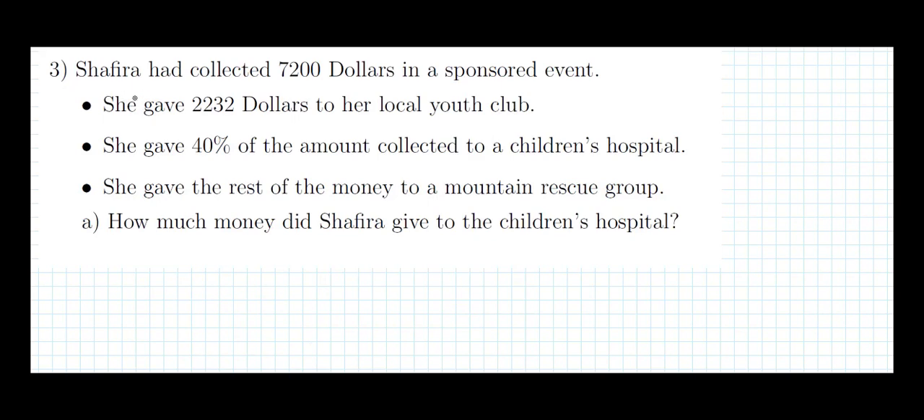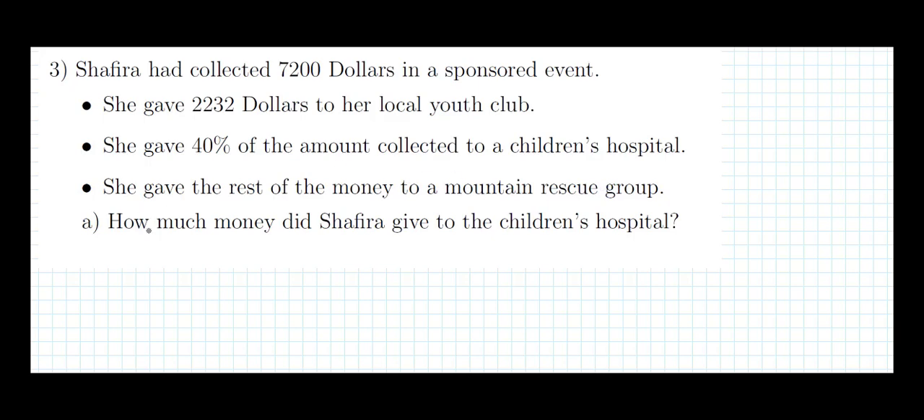Question number 3. Shafira had collected $7,200 in a sponsored event. She gave $2,232 to her local youth club. She gave 40% of the amount collected to a children's hospital. She gave the rest of the money to a mountain rescue group.